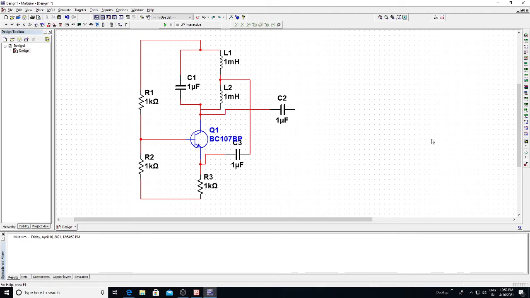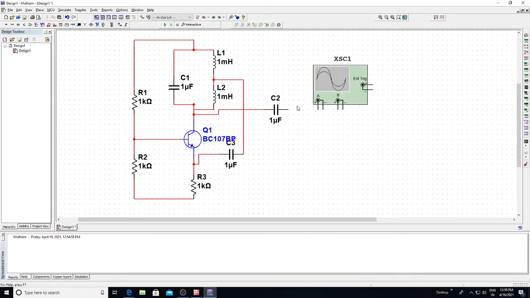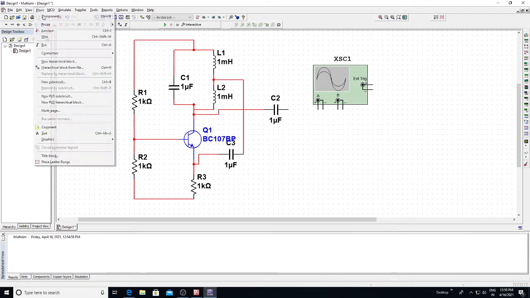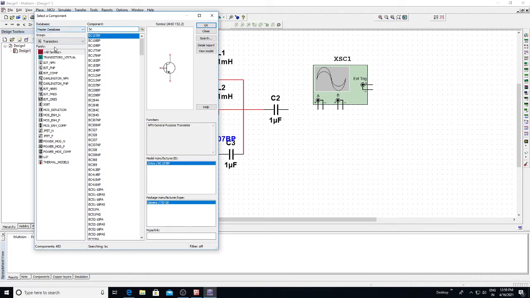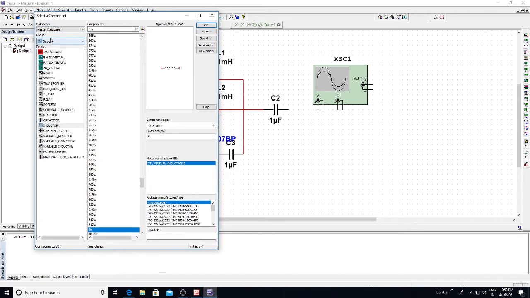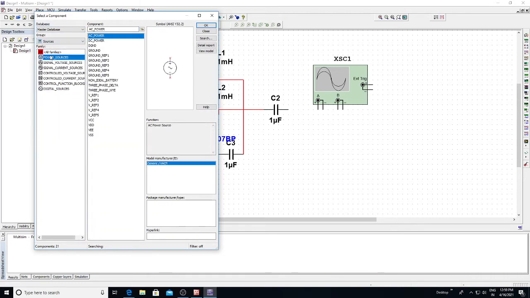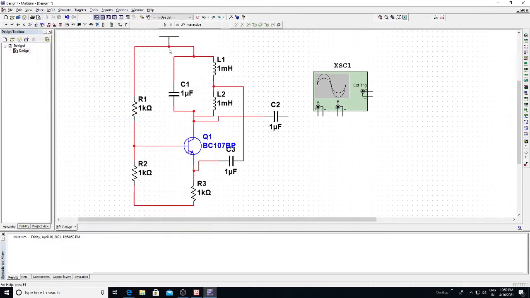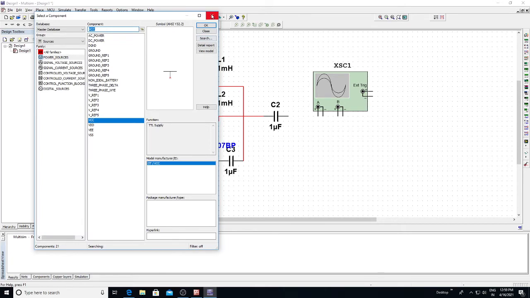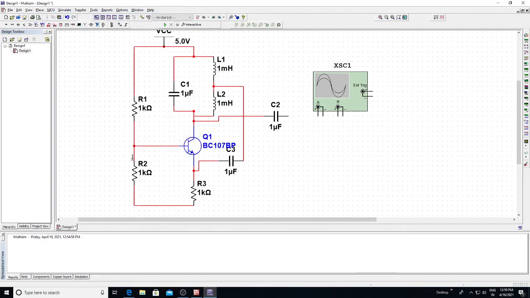Okay, and connect an oscilloscope here at the output. Go for an oscilloscope and place it here. Now first edit the values of the resistor and capacitor and place the VCC. Go to component, then transistor sources, power sources, VCC. Right, now edit all the resistor and capacitor values.